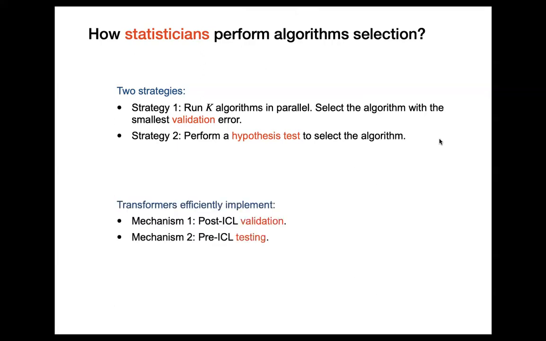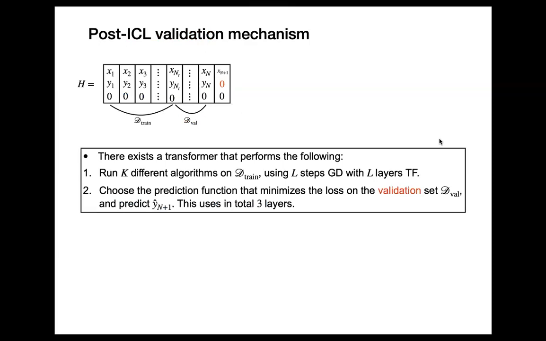And we will show that transformers can efficiently implement these two mechanisms. Mechanism one, post-ICL validation: after in-context learning, it validates using the validation set. Mechanism two, pre-ICL testing. Here, this is the post-ICL validation mechanism. I will not go into detail, but if you trust me, what we show is the following.